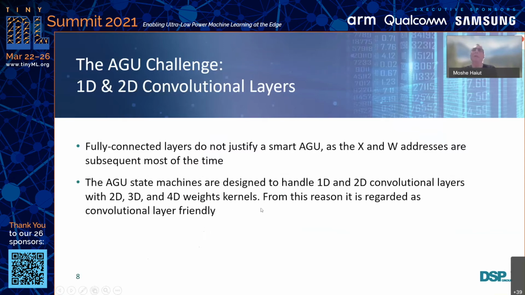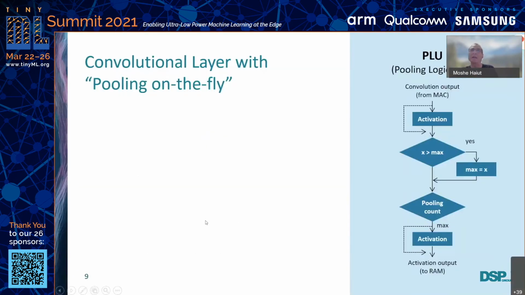The AGU is designed for 2-dimensional convolutional layers with sometimes 4-dimensional weight kernels. And we will see some examples of this in the next slides. So the first example is a convolutional layer, a complicated one with pooling on the fly.